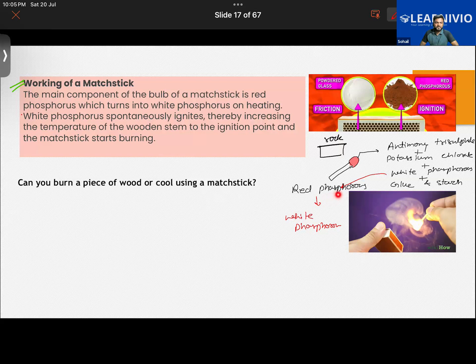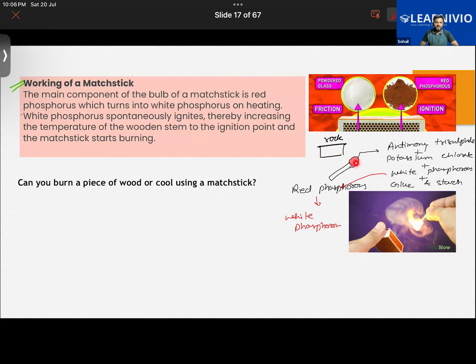Because white phosphorus is highly reactive with the air. Okay? Highly reactive, and it's unstable. It can catch fire on its own. And of course glue will also be used. So glue and starch will also be used, right? So we make a mixture of it, we make a paste of it and apply it on the head of the suitable stem, suitable stick, right?